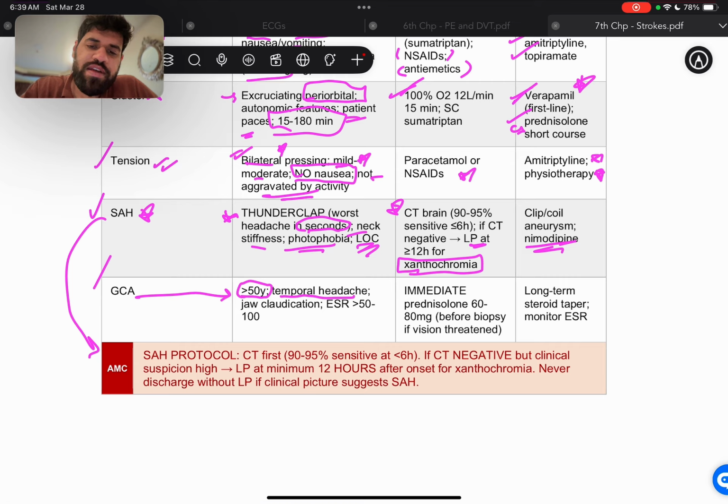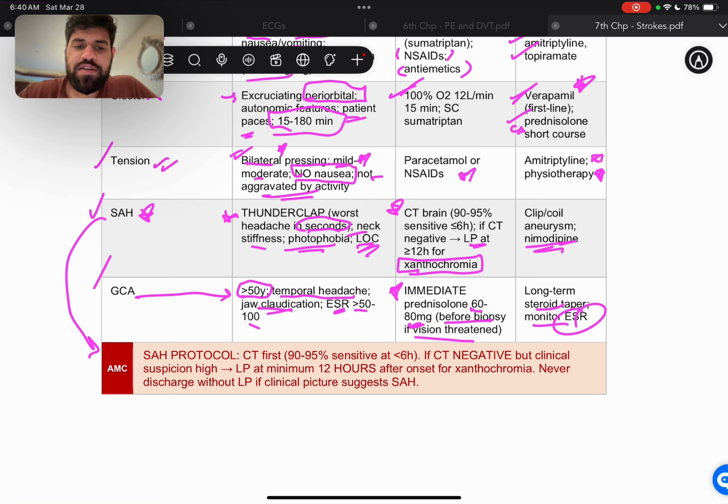It's more temporal headache with jaw claudication, and ESR has to be elevated between 50 to 100. Immediately, we have to give these patients prednisolone, 60 to 80 mg before biopsy if vision is threatened, because this could lead to permanent vision loss and vision damage as well. And then long-term treatment, we have steroid taper and monitor ESR.